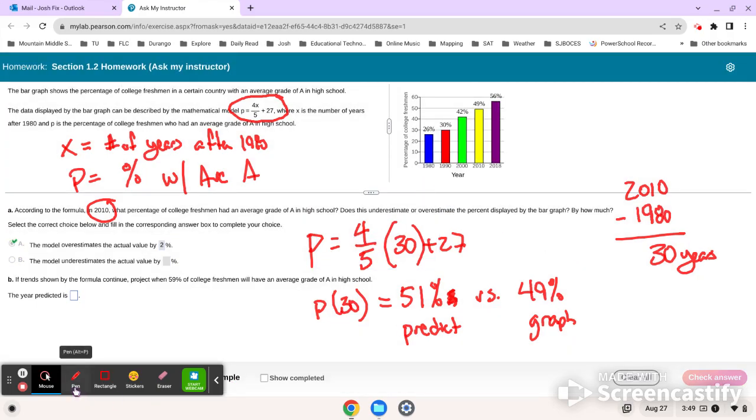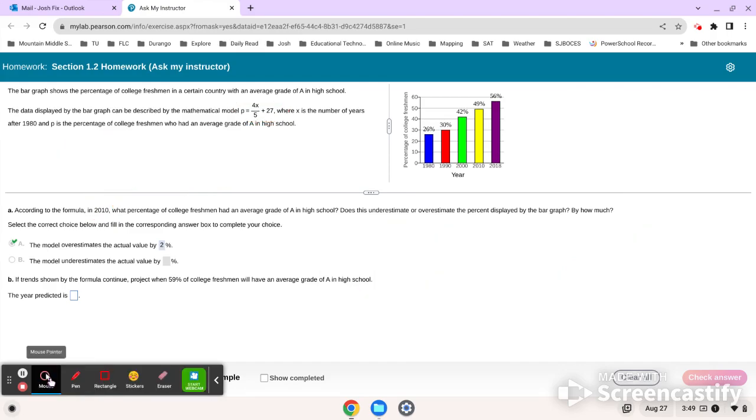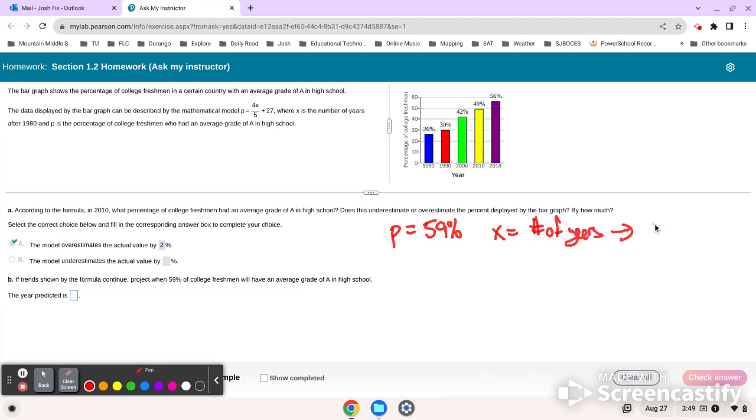So now we have another part. I'm going to clear the screen. Now it says if the trends shown by the formula continue, project when 59% of college students will have an average A. So in this case, P is equal to 59%. What we're looking for is X, the number of years, but then we have to convert that to an actual year. We started in 1980, so we'll have to add that on to 1980.